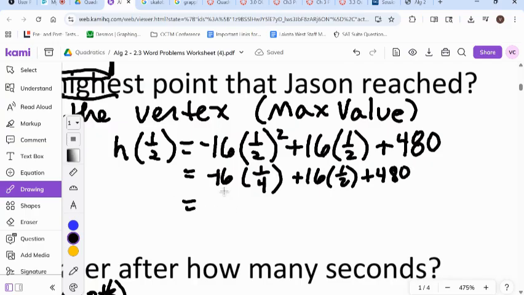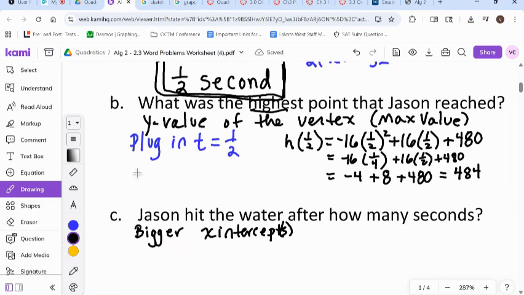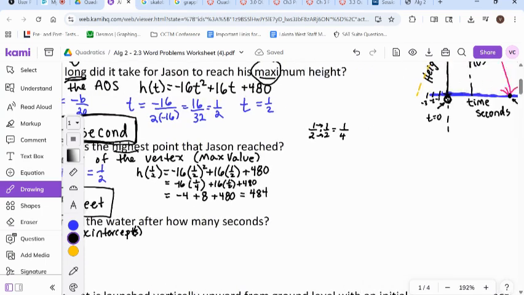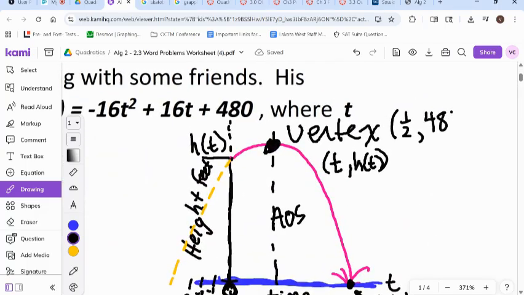Okay, from here, multiplication. So I'm going to get negative times positive. I get negative 4. 16 times 1/4 is 4. 16 times 1/2 is 8. And so adding all that up, we get 484. So the highest point that Jason reached is 484 feet. So our vertex is 1/2, 484.